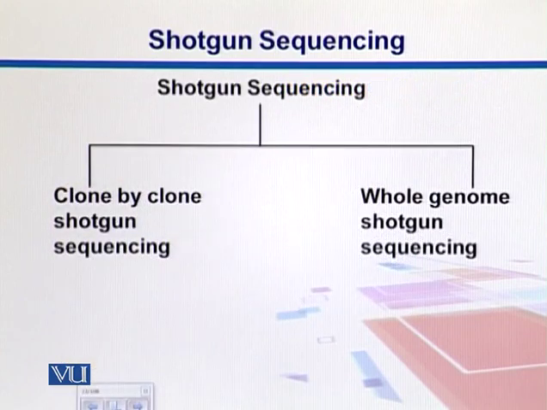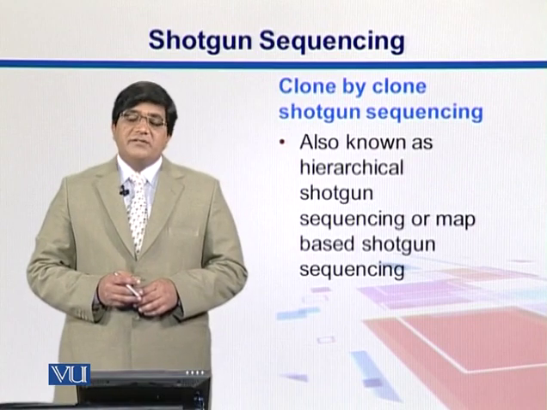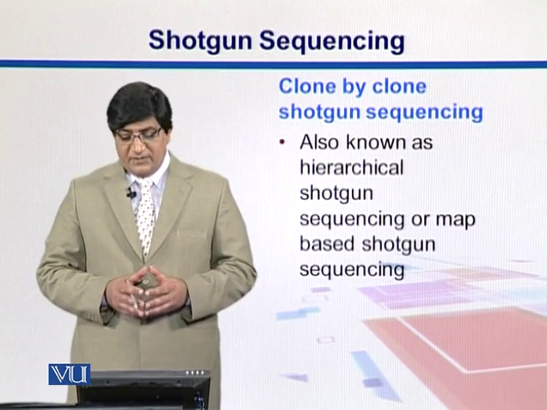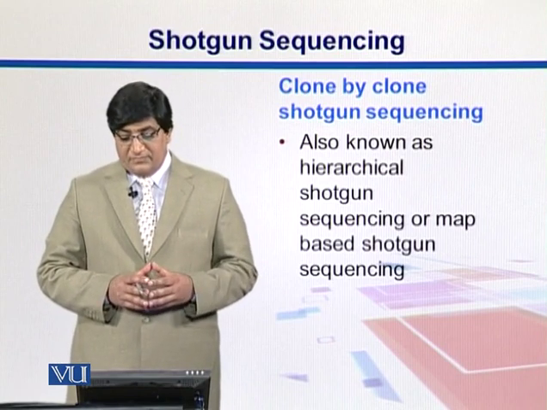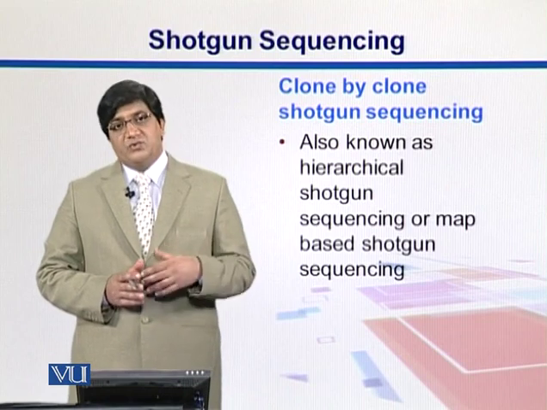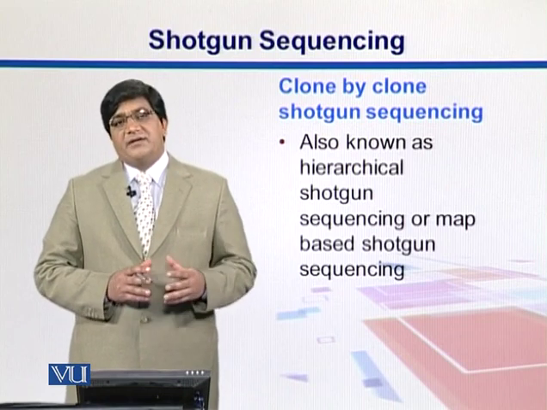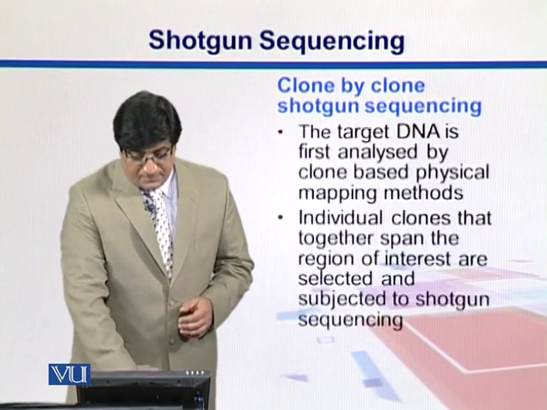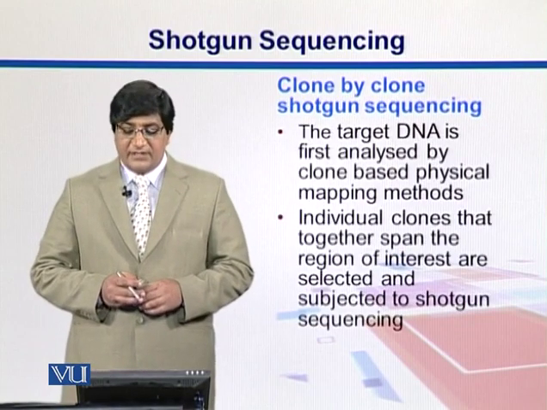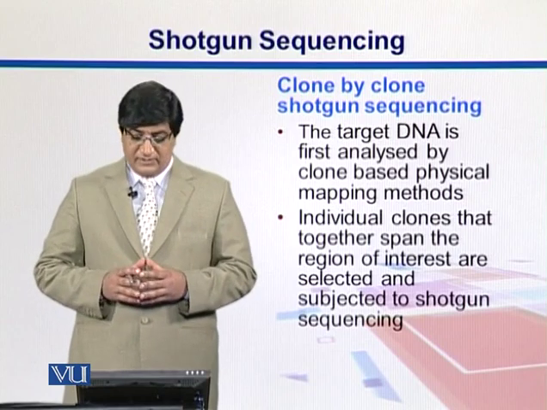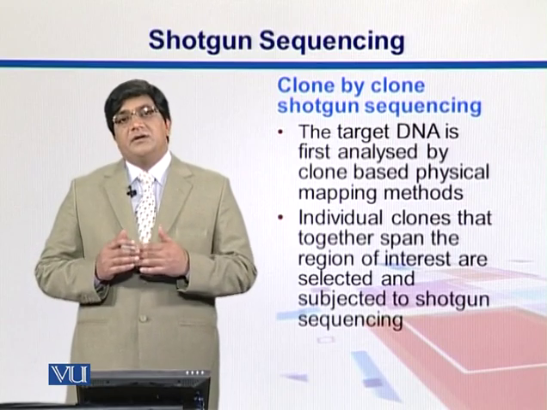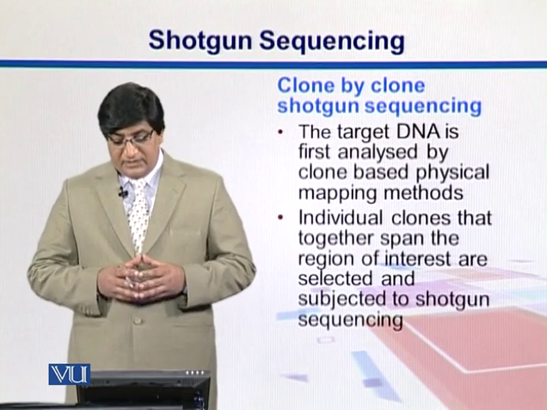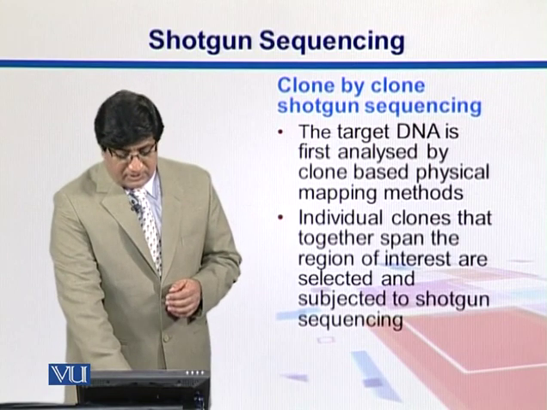Here is a general view. Shotgun sequencing is divided into two types: clone by clone shotgun sequencing, and whole genome shotgun sequencing. In clone by clone, also known as hierarchical shotgun sequencing, we use some specific mapping techniques. The target DNA is first analyzed by clone-based physical maps, and then the clones which overlap with one another are selected and subjected to shotgun sequencing.